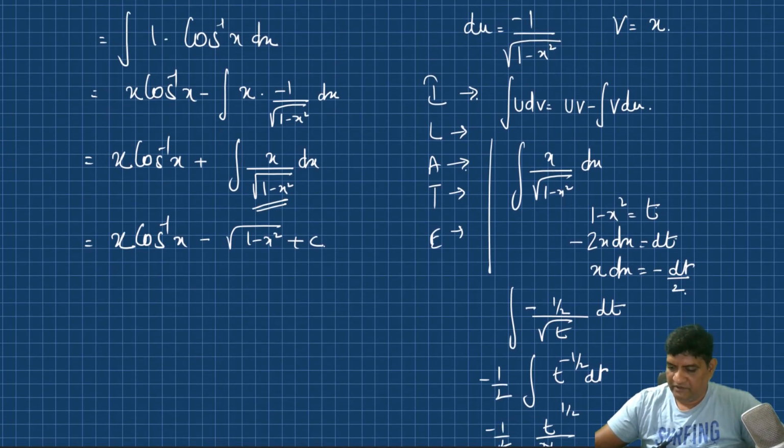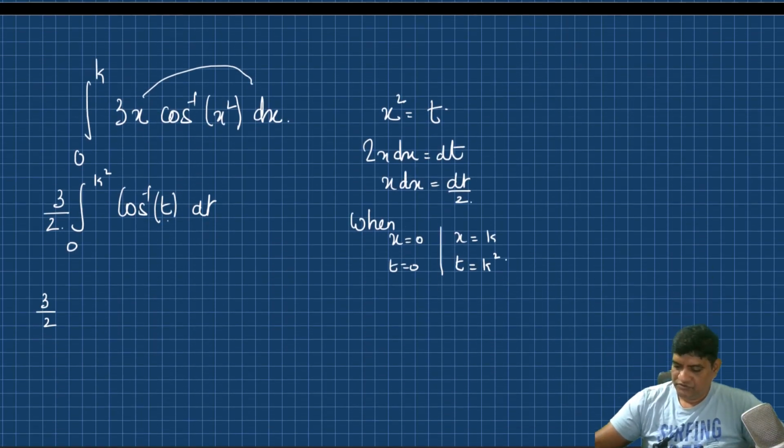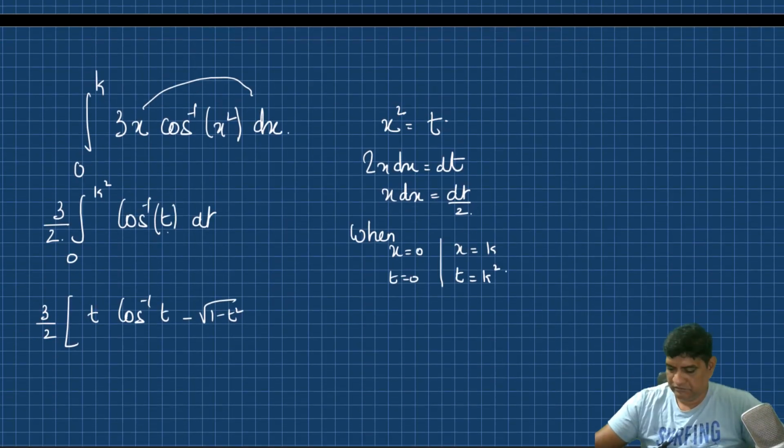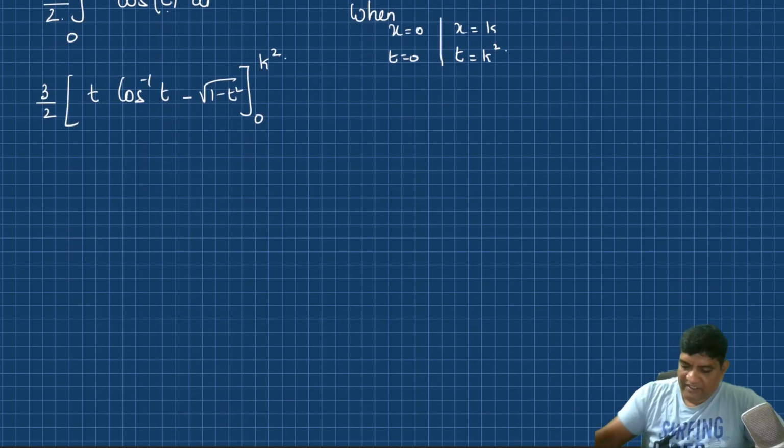We found the integration of cos inverse of x is the same thing for cos inverse of t. So that's, and the limit is from 0 to k square. Let's go ahead and substitute the value for k square in this.